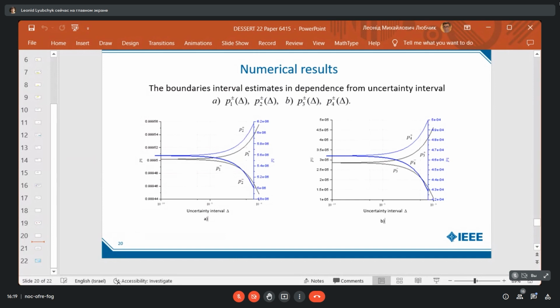For this computation, we consider the situation that the uncertainty is equal for all elements of the transition matrix, but in the general situation, it is very easy to obtain such diagrams for any type of uncertain characteristics of our system.